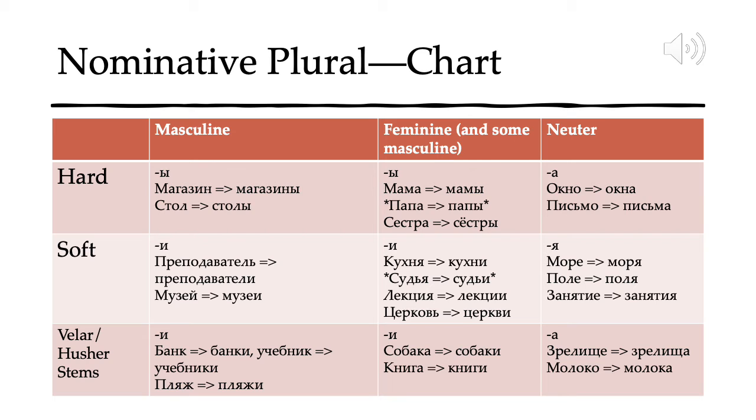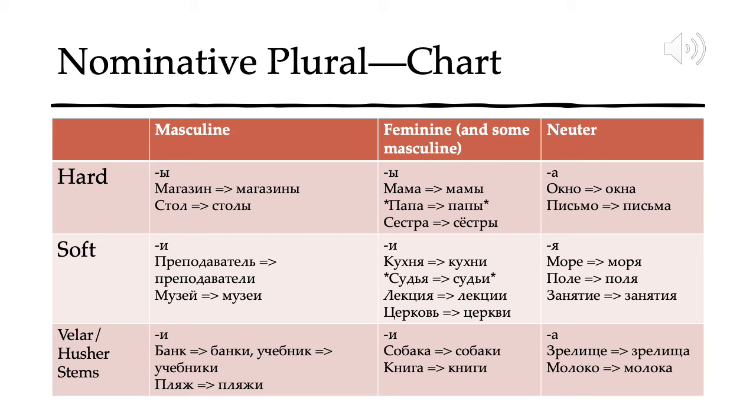And then we have the opposite thing happening with the stress in two of our examples from soft stem neuter nouns. So we have more and pole. And in the nominative plural, they become morya and polya. So the stress on the stem in the nominative singular, more and pole, shifts to the ending in the nominative plural, morya, polya. And then finally, we have these iye nouns like zanyatiye, and we just drop the ye and add ya as we would with any other soft stem neuter noun.